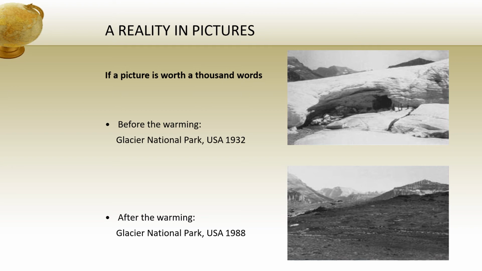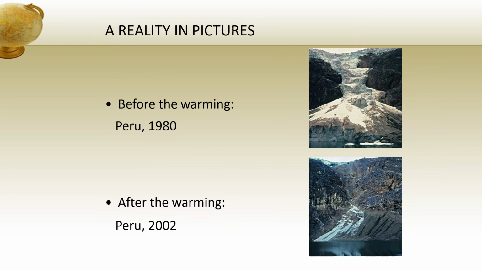In the top picture, there is lots of ice. Ice is present everywhere. And in the second picture, ice is all melted. So this is the effect of global warming. Now, a reality in pictures. Before the global warming in Peru in 1980, you can see picture 1. And after the warming in Peru in 2002, you can see picture 2. In the first picture, there is lots of ice. In the second picture, all the ice has melted.